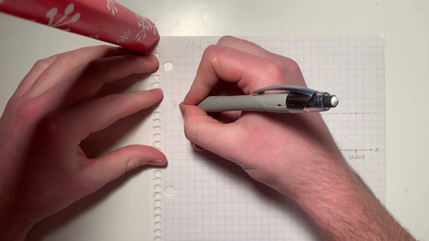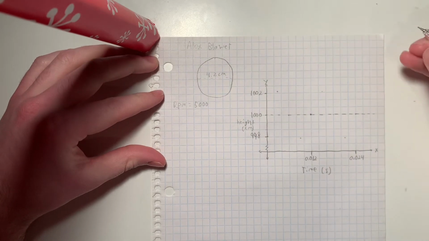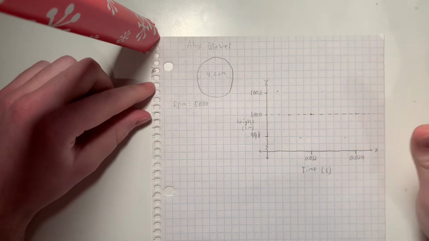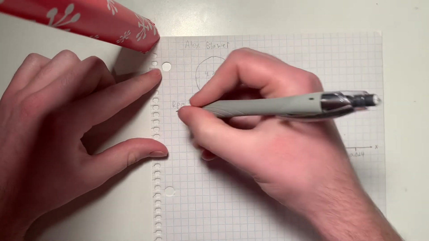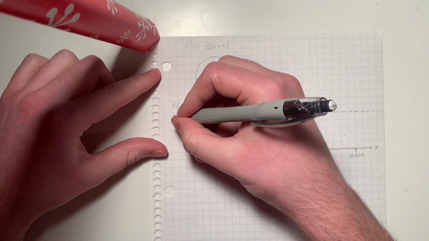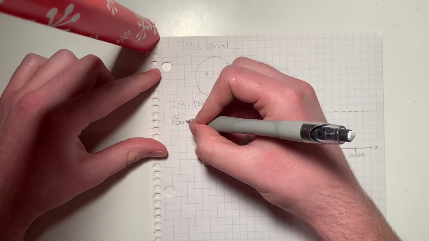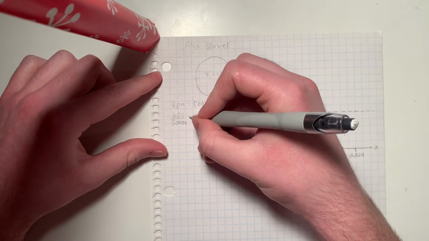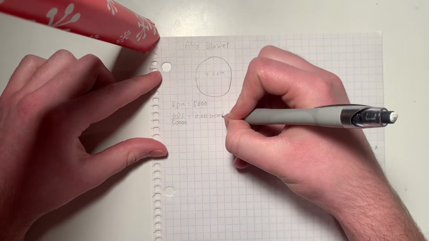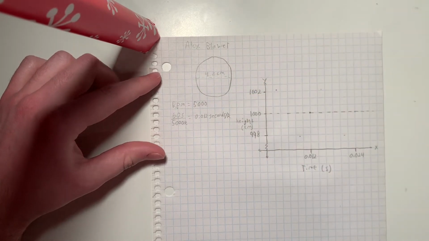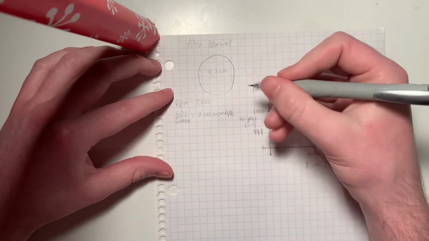So we have an RPM of 5,000. Now, this is our period, but we need it in terms of seconds per revolution. So that means for every 60 seconds, there's 5,000 revolutions. And so this gets us 0.012 seconds per revolution.